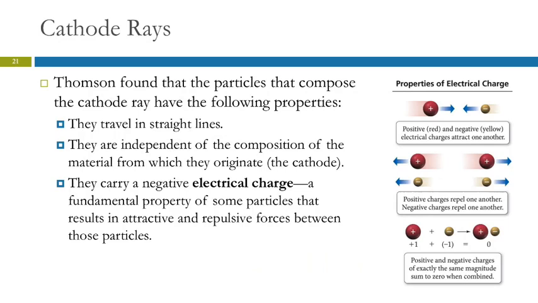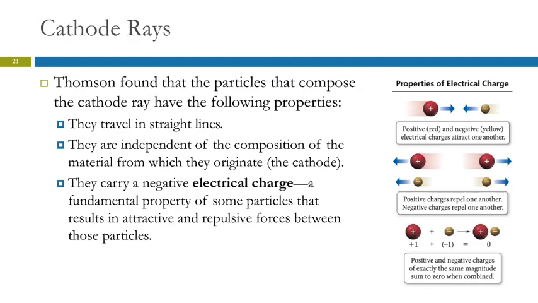So he studied this cathode ray, and he found that those particles have these properties. They travel in straight lines. They are independent of the composition of the material from which they originate. You can make that cathode out of different metals, but the cathode ray is always the same. And he also found that they have a negative electrical charge.